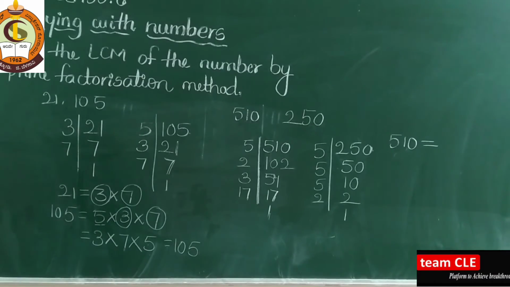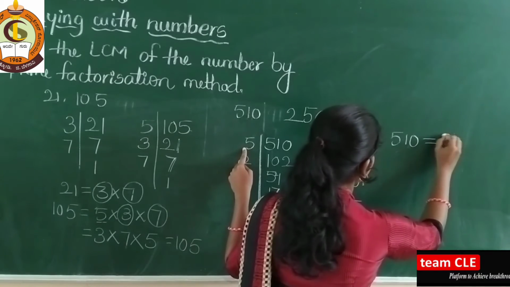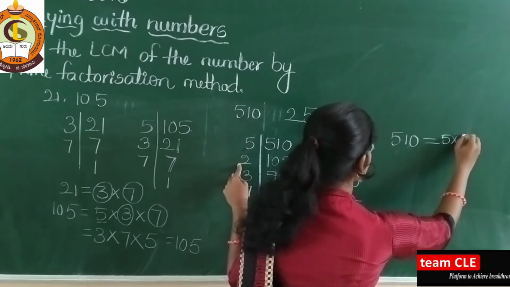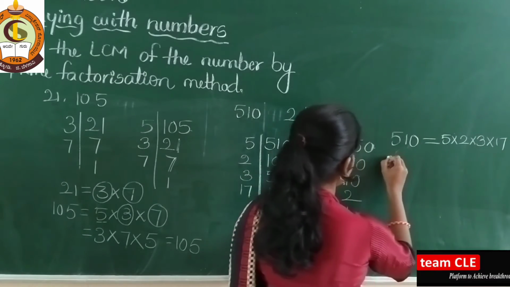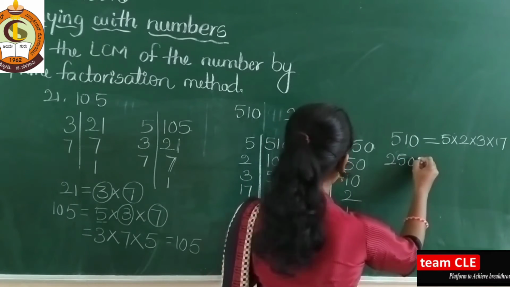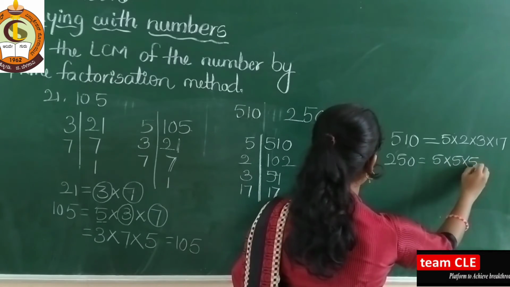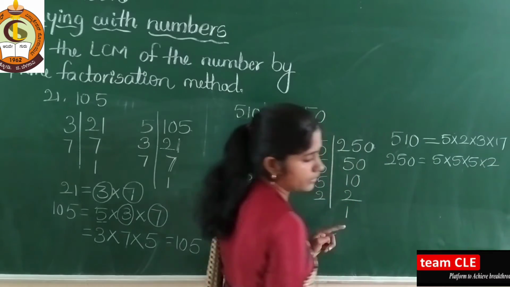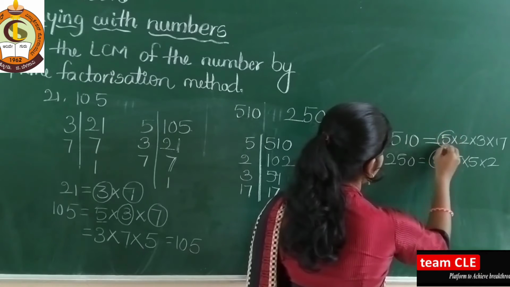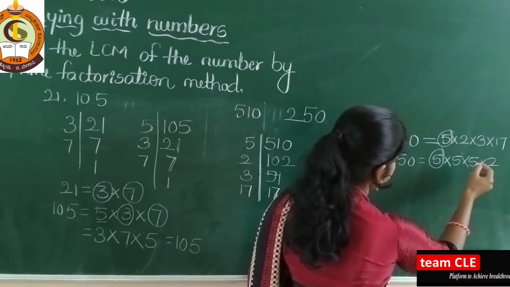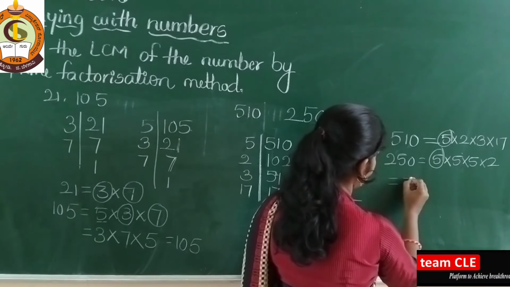Next, see here 510 is there. So write its factors: 5 into 2 into 3 into 17. Next here 250 is there. So write here 5 into 5 into 5 into 2. Next step is to circle the common terms, 5 and 5. Next, what is there? Yes, here only 5 is common. Then take this 5 one time.